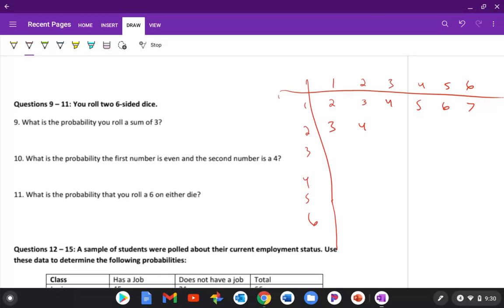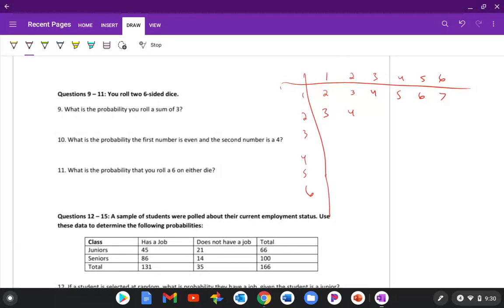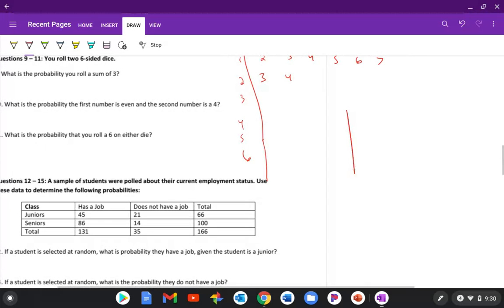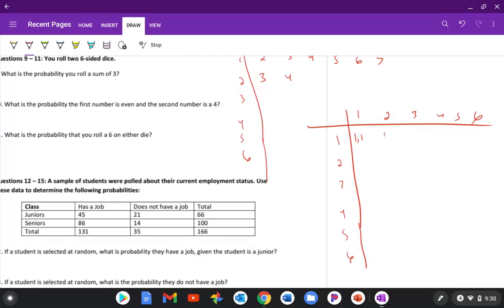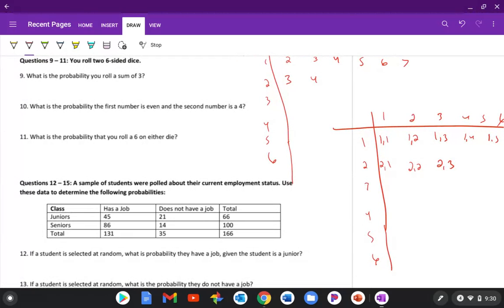You also need to consider a couple other possibilities, like first number is even, second number 4. For numbers 10 and 11, you might also want to make a little chart where you have still your 1, 2, 3, 4, 5, 6 and 1, 2, 3, 4, 5, 6, with all the possibilities. So this would be a 1 and a 1, a 1 and a 2, a 1 and a 3, 1 and a 4. Just do it this way, and then 2 and a 1, 2 and a 2, 2 and a 3. You're just going to go through after you've got your whole chart finished.